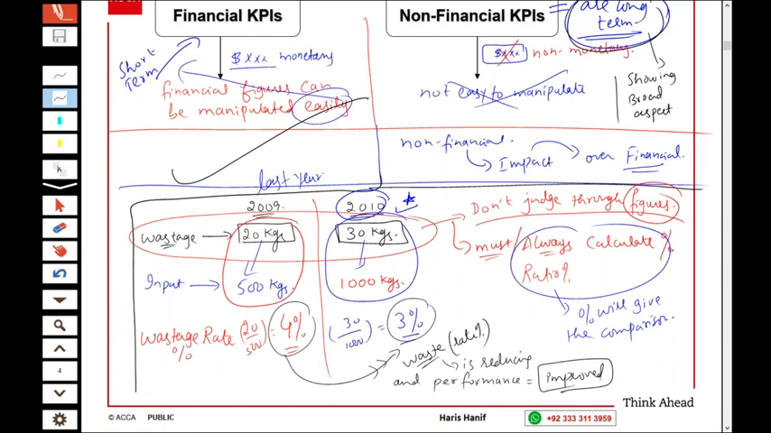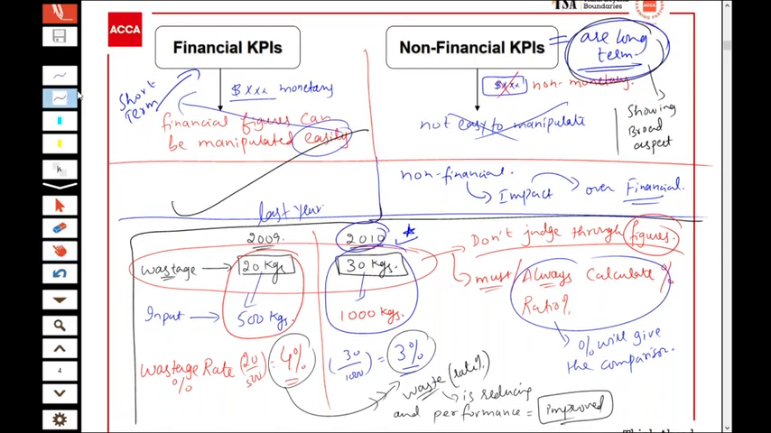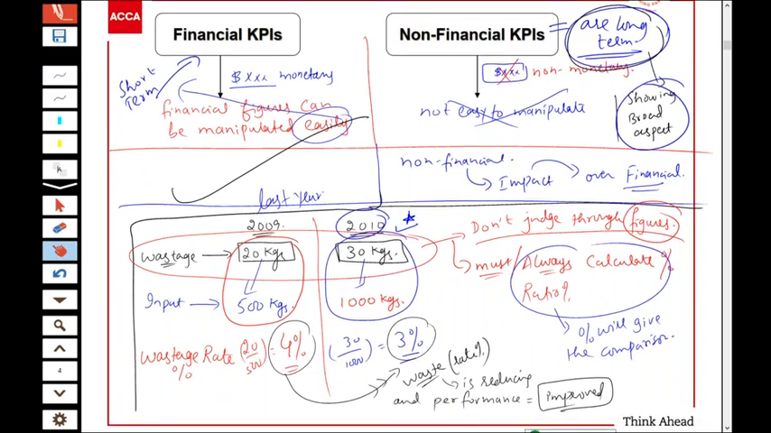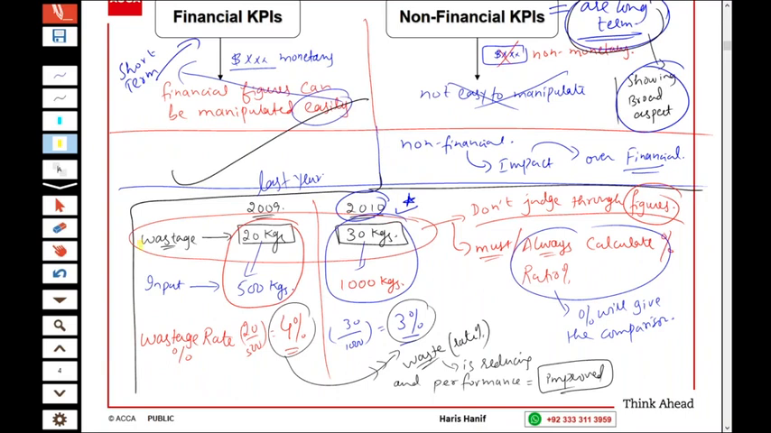So we must always calculate the percent. And remember one thing, there's a very important role of the non-financial aspect, because non-financial is long term. It is showing the broader picture of your organization. And in order to measure the performance, you do not only need to see the figures. You must calculate the ratios.